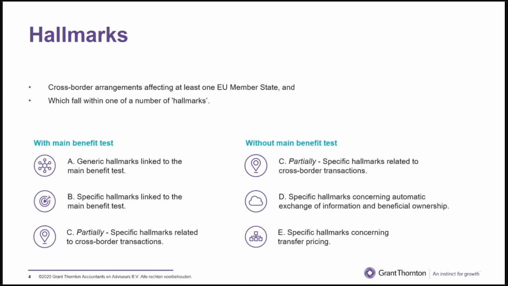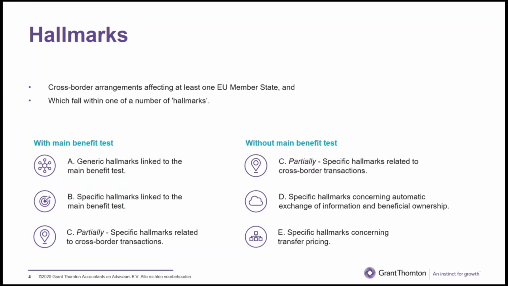Then category B. Those are also attached to the main benefit test. These are specific hallmarks linked to this test. So think of, for instance, a situation where you buy a loss-making company, you stop the activities, and subsequently you try to use the losses to mitigate the tax liability somewhere else. Category C is a category which partially is linked to the main benefit test and partially is not. An example of one where it's linked is where you get a deduction against the high corporate income tax rate, whereas the corresponding income is taxed in a preferential low regime. And one which is not linked to the main benefit test is, for instance, a double deduction.